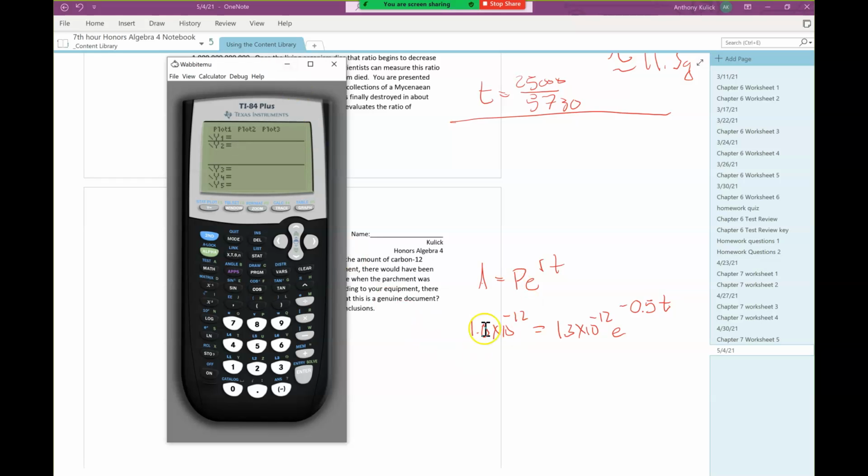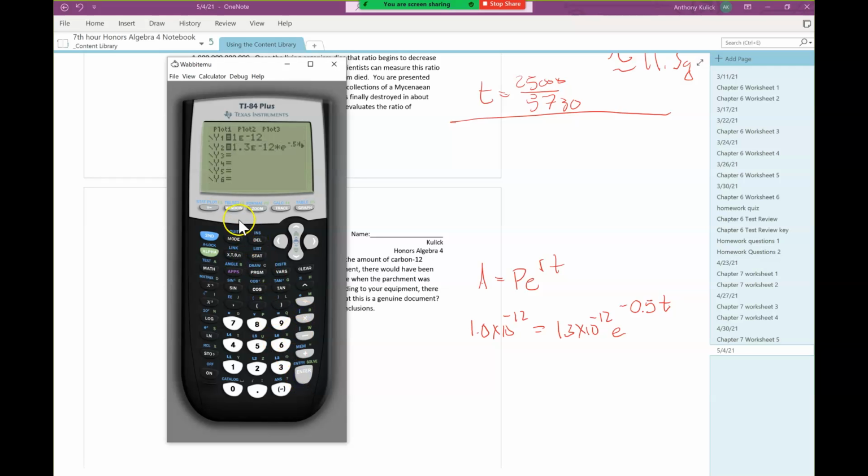That's kind of a gross number, but I guess it's going to be fine. We can make it work. So I have 1 times 10 to the negative 12, and then 1.3 times 10 to the negative 12 times e to the negative 0.5 times x.